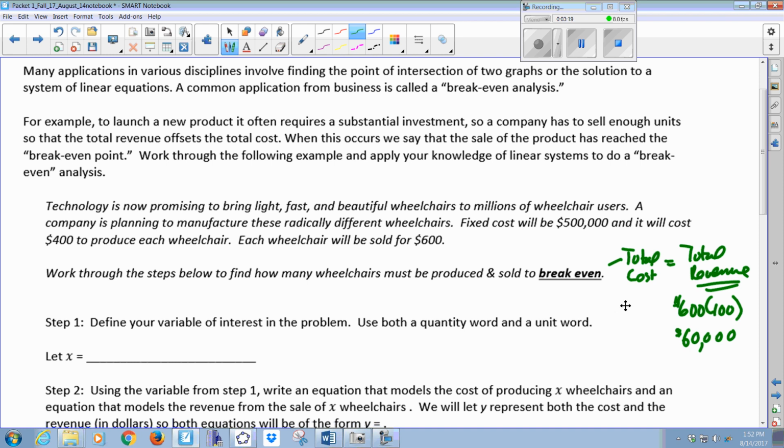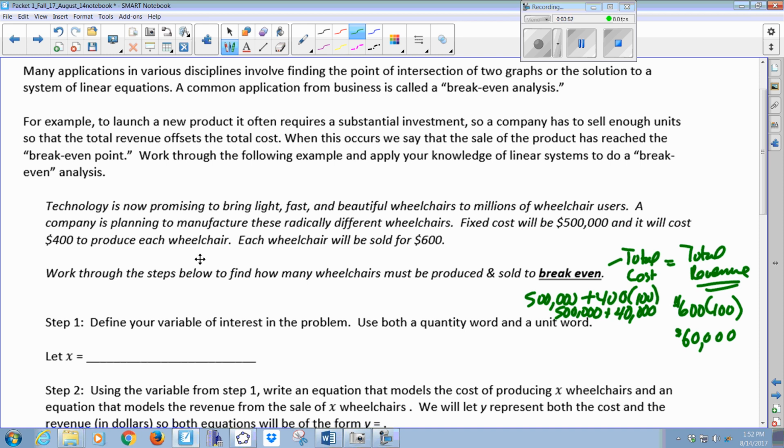Okay, so you just multiply the price per wheelchair times the number of wheelchairs, and that gives you your revenue. Cost is done similarly. The cost for each wheelchair times 100. So 400 times 100. But don't forget, if we're looking at total cost, you also have to include that initial capital investment of $500,000. So right now you can see if they only sold 100 wheelchairs, their cost would be much greater than their revenue.